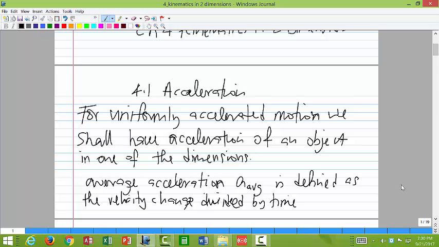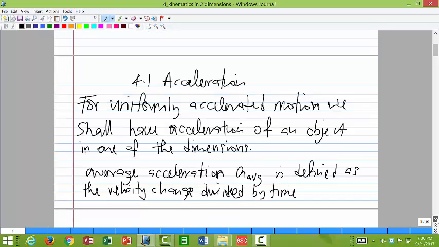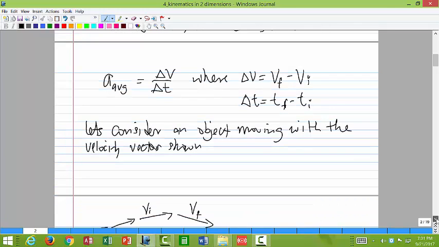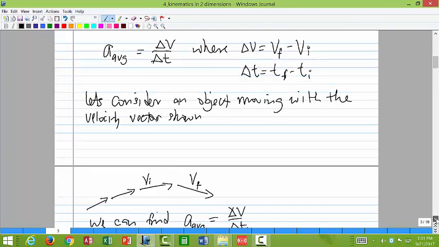Let's start off by defining average acceleration, a average, and this is defined as the change in velocity divided by time. So we can write a average equals delta v divided by delta t, where delta v is just v final minus v initial, and the delta t is t final minus t initial. So we shall look at the motion of an object that is moving along a certain trajectory, and I've drawn a trajectory which we shall look at next.